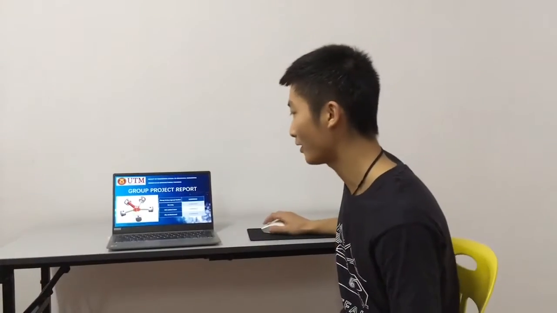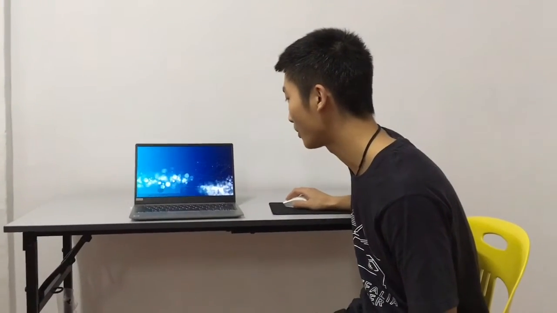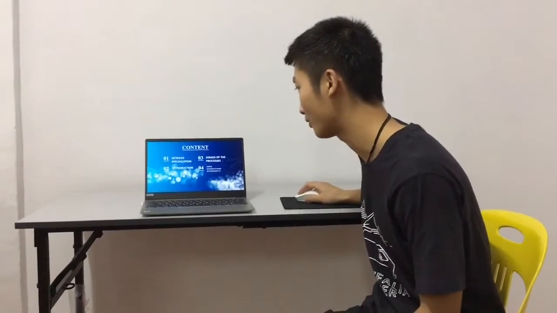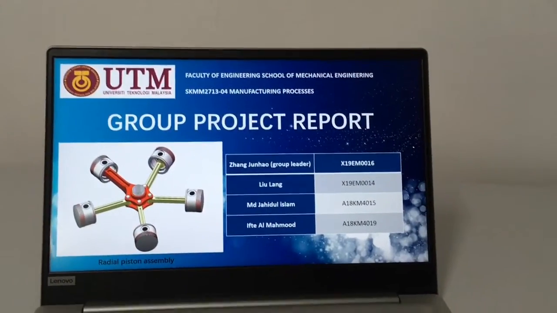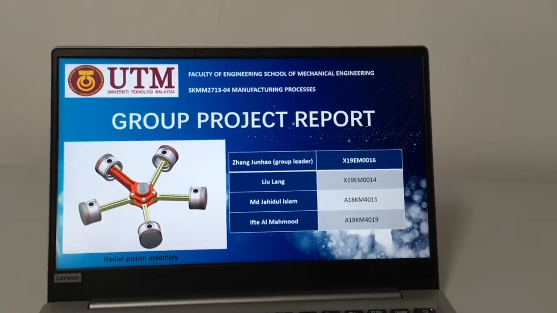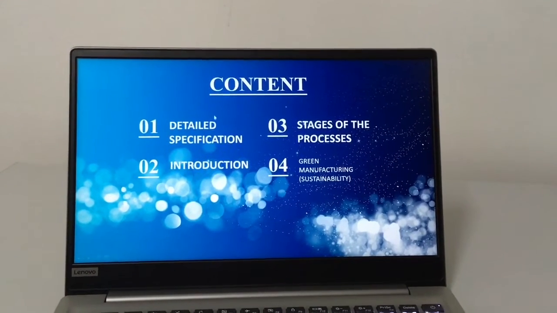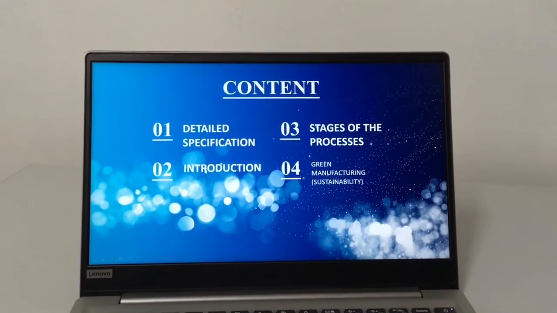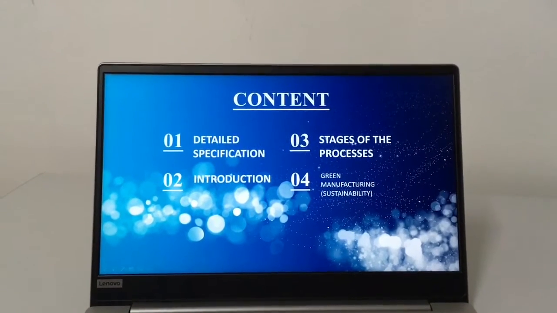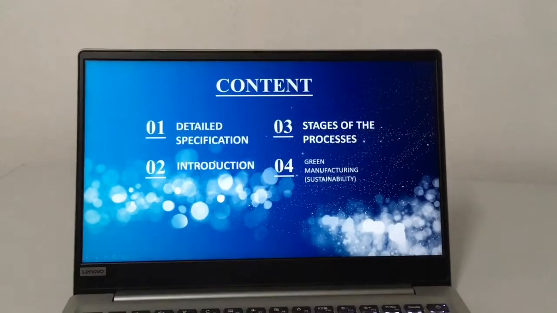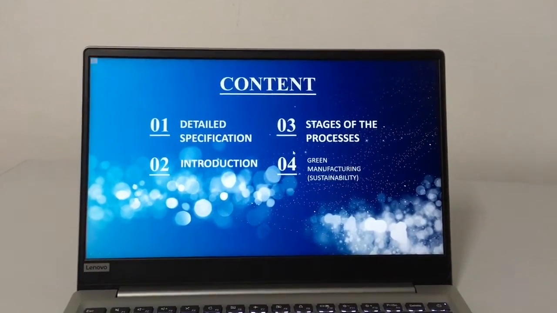Hello. First is my part, the specification and the detailed specification. Hello, this is the cover of our PowerPoint. I divided it into 4 parts: 1 is the detailed specification, 2 is introduction, 3 is stages of the process, and 4 is manufacturing, green manufacturing.